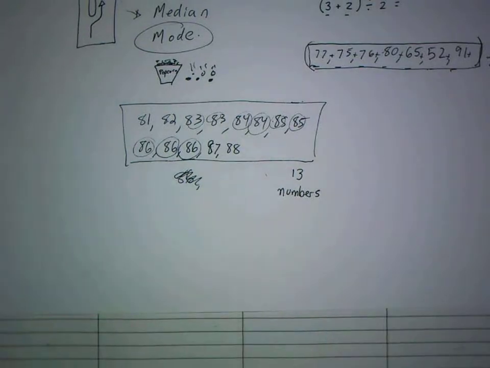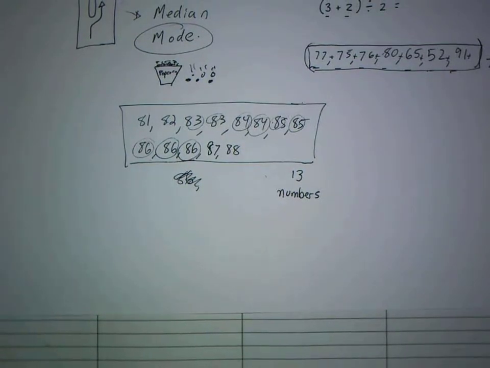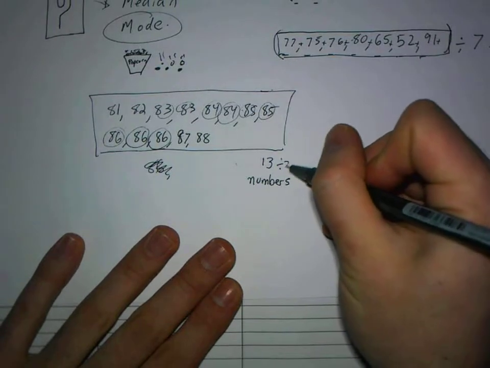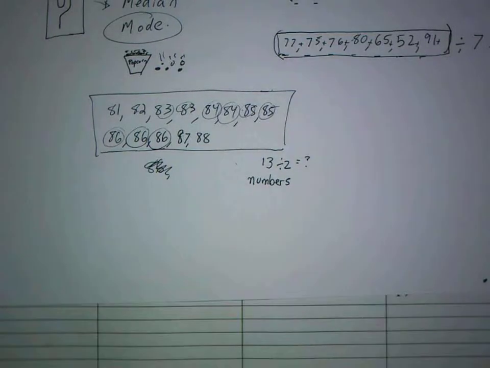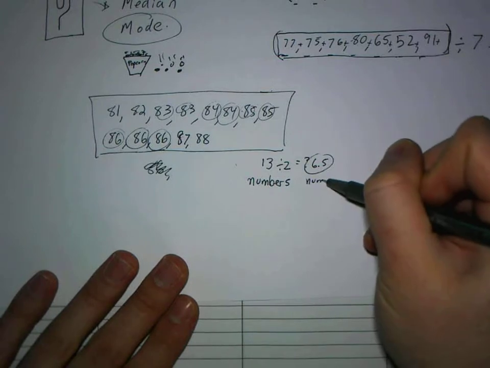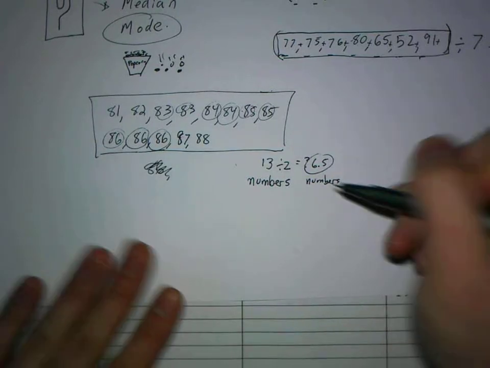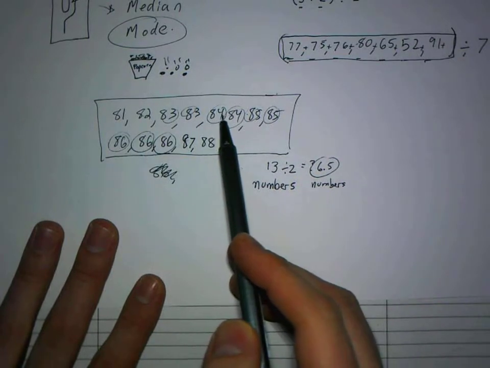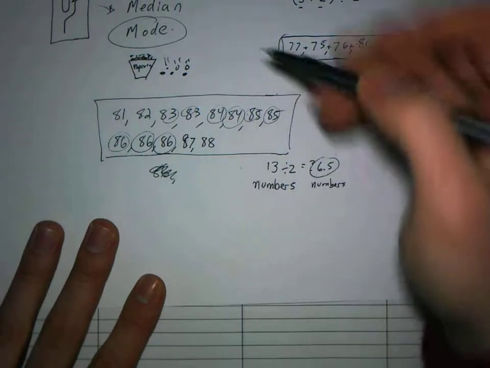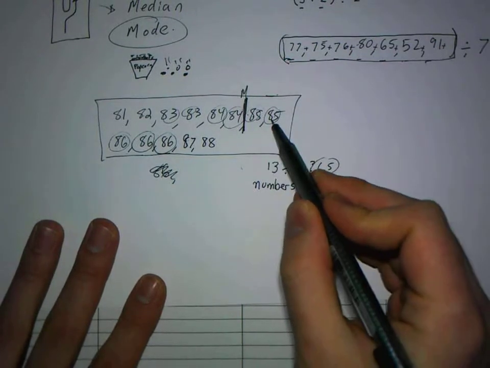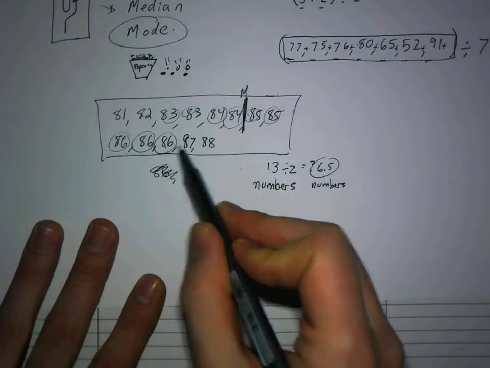What's half of 13? How can you split 13 into two groups? Any ideas? Deacon? 6.5. Yeah, so 6.5. So now let's count 6.5 numbers into our data set now, Deacon. So 1, 2, 3, 4, 5, 6. So I should draw a line right here. That's my median. 1, 2, 3, 4, 5, 6, 7.